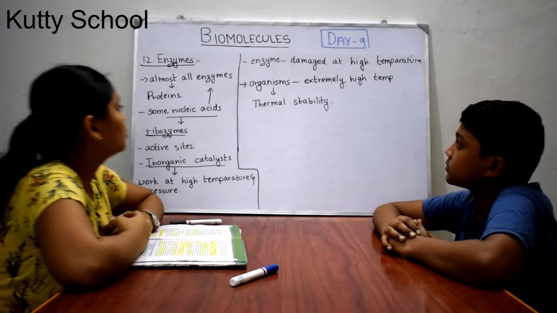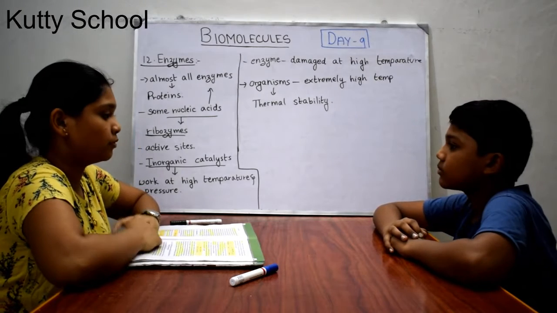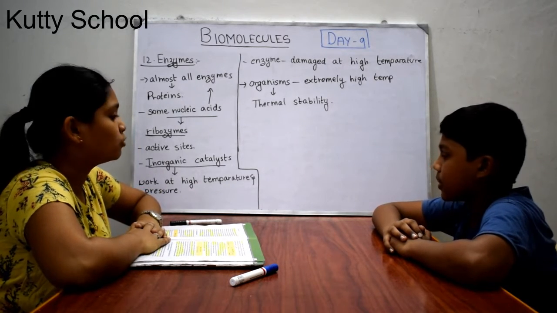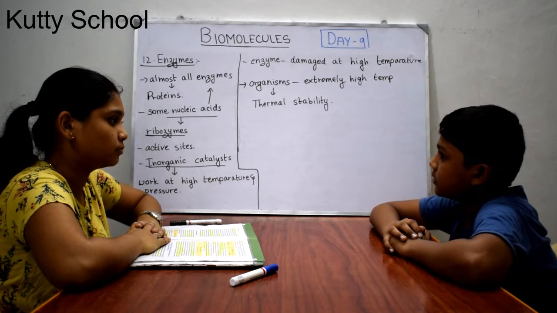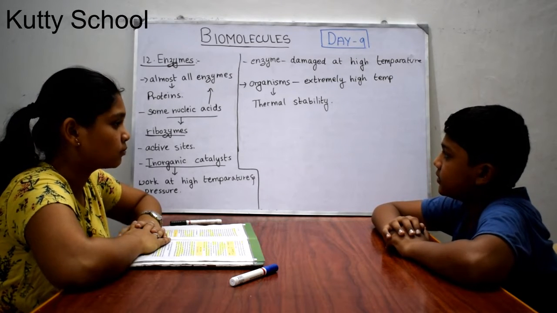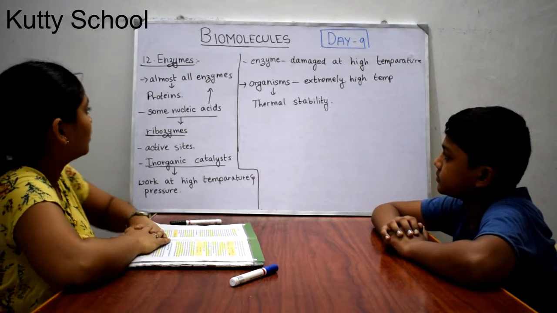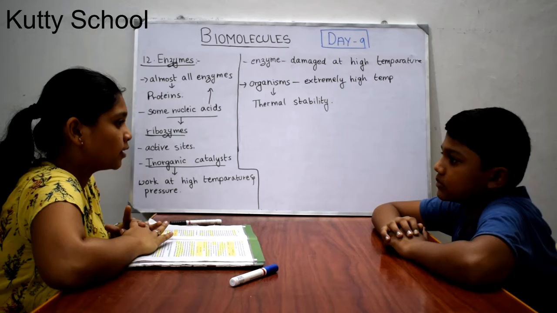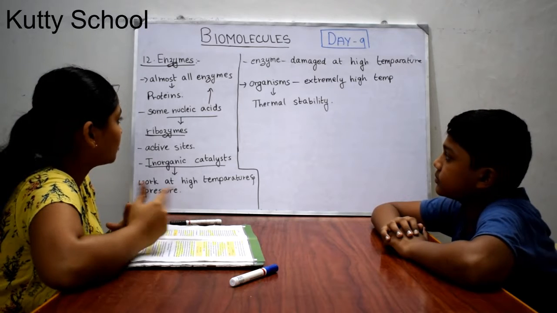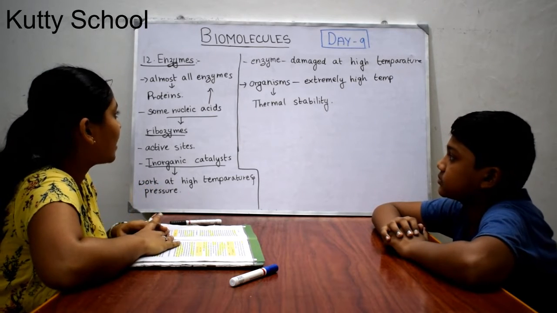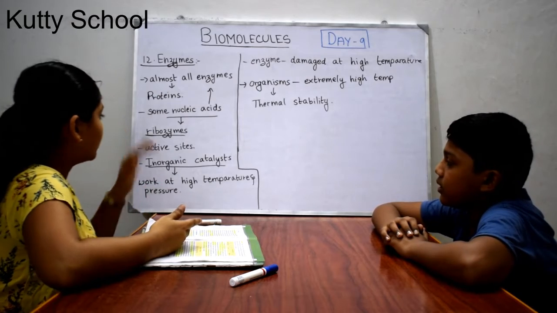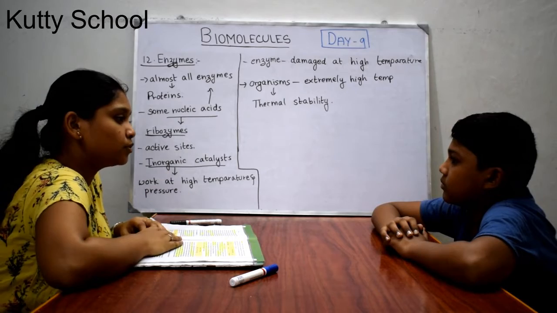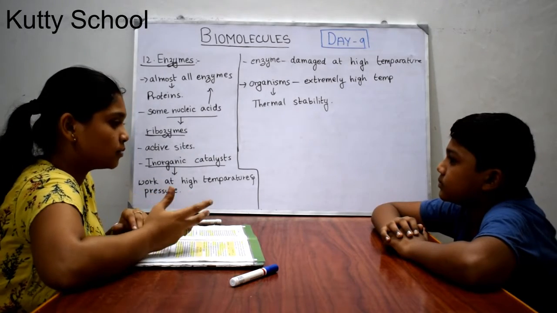Now we are going to discuss the 12th topic, which is enzymes. Almost all enzymes are proteins, proteinaceous, having amino acids in them. Some nucleic acids, like DNA or RNA, sometimes act as enzymes, for example ribozymes. These enzymes, which catalyze reactions, are nothing but catalysts.